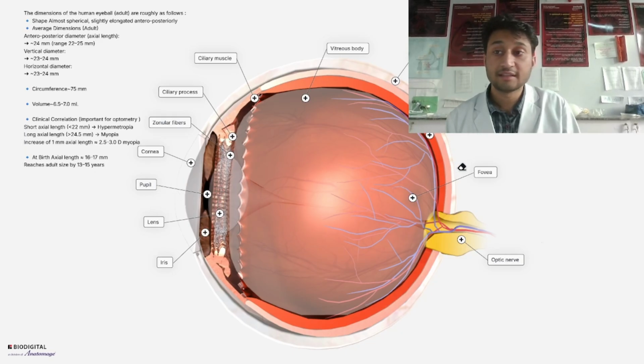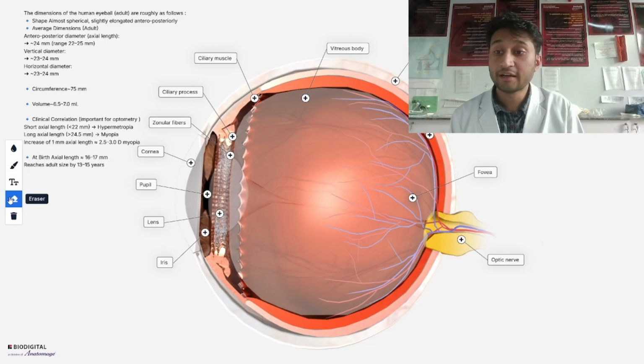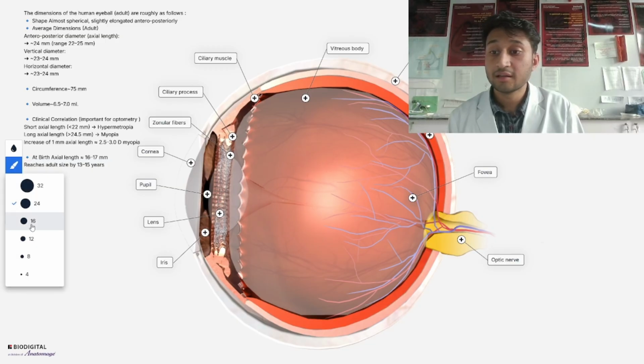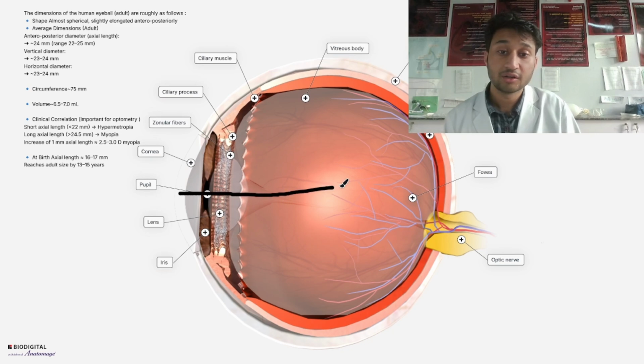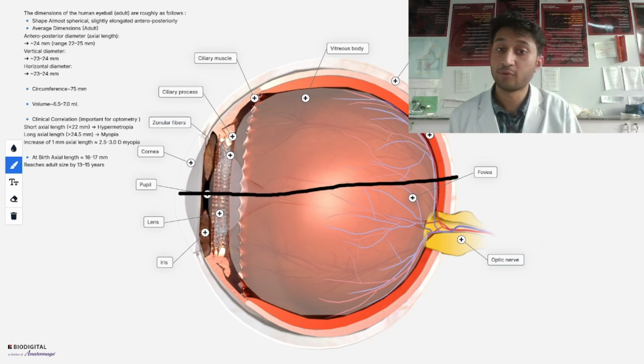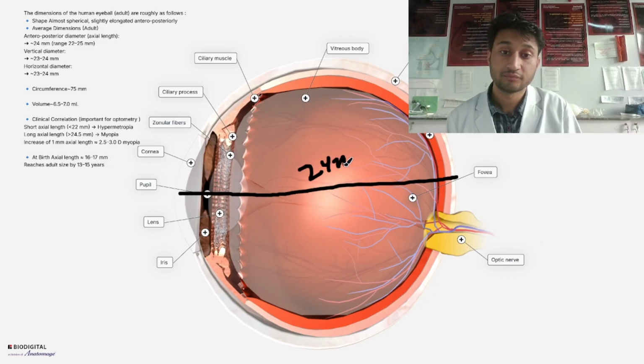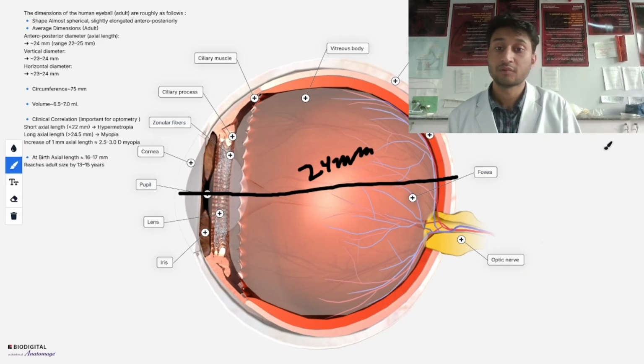After that, as we can see, the average dimension of an adult eyeball is about 24 mm antero-posterior diameter. The antero-posterior diameter is the diameter which elongates from this point to the end of the eyeball. So this is the anterior part and this is the posterior part. It is approximately 24 mm, and that ranges from 22 mm to 25 mm also.